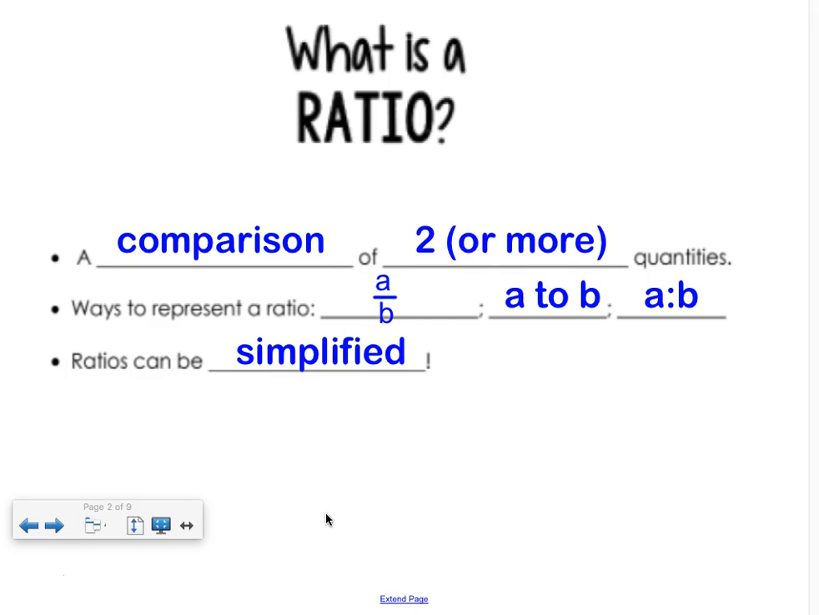There are three different ways to represent this. First one is just a fraction, a number over a number. The second way is with the word "to" between your two numbers, A to B, 3 to 4. And then the last way is with a colon. And you should always simplify your ratio. So you always want it in simplest terms. Like, can you reduce it, right? That's all that means.